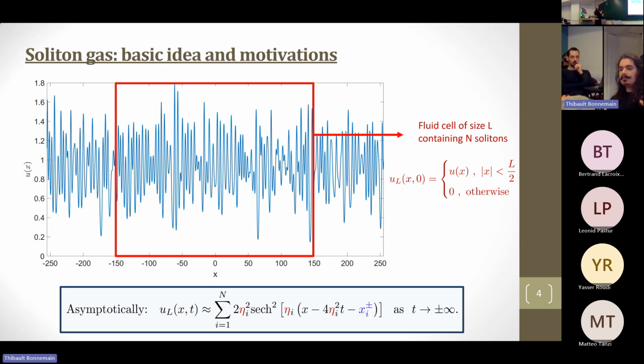Okay. And so what we mean by Soliton gas, by the Soliton ensemble I was talking about earlier, is all the n-Soliton solutions that are initially supported on my interval of size L, that will asymptotically decompose into trains of well-separated solitons with a given joint distribution of eta and x plus minus. Okay. And the Soliton gas is the limit n goes to infinity of this. Right?